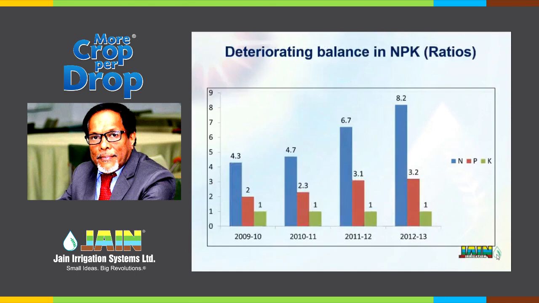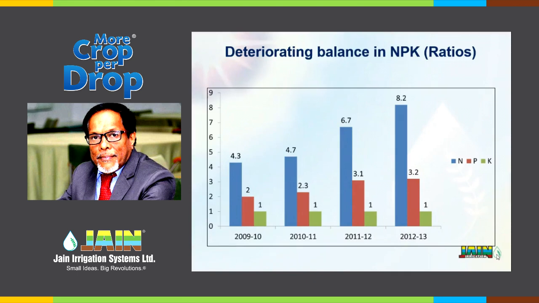But look at this data. Over a period of time, we were having 4.32:1 NPK around 2010. Just in 3 years, this is some data from the government website, Ministry of Agriculture, Union Government. It has moved to almost double nitrogen, but P has not doubled. P has 3.2, and sadly, K is sitting with 1.